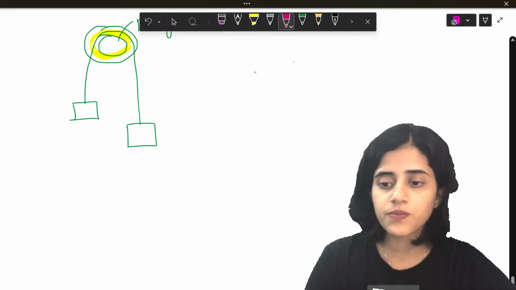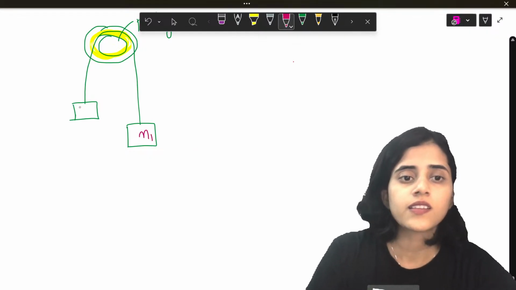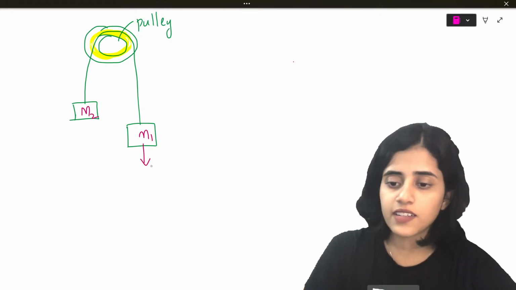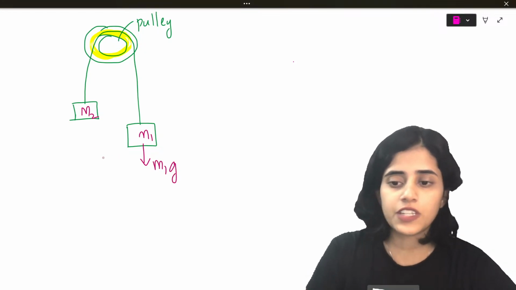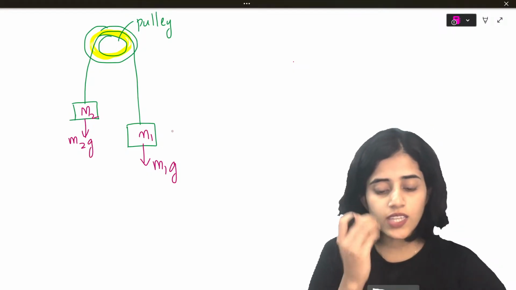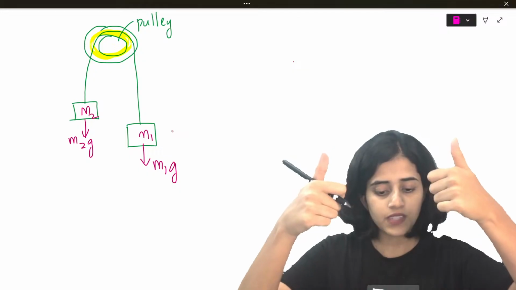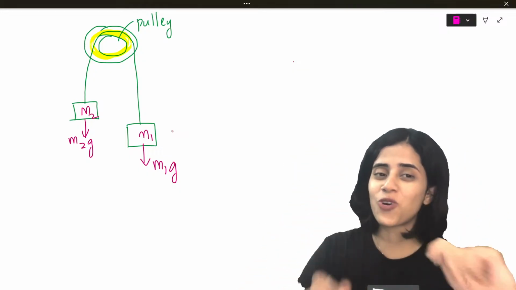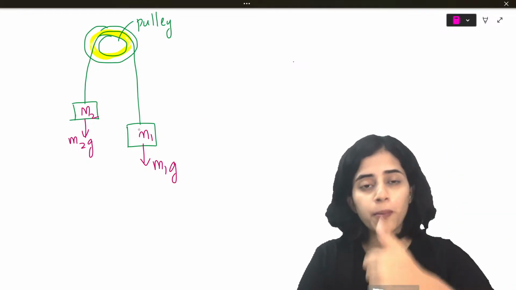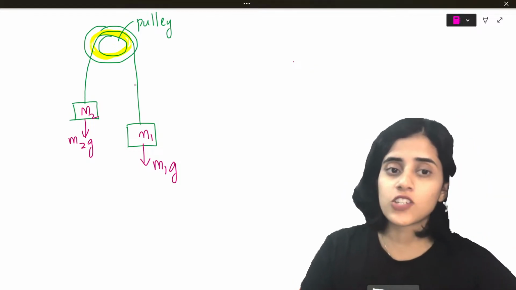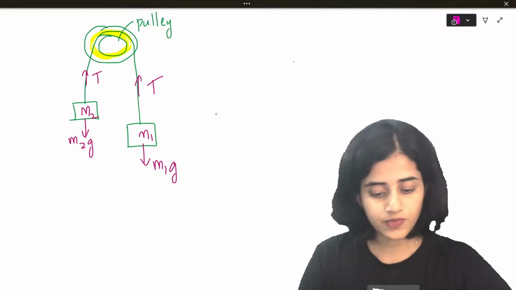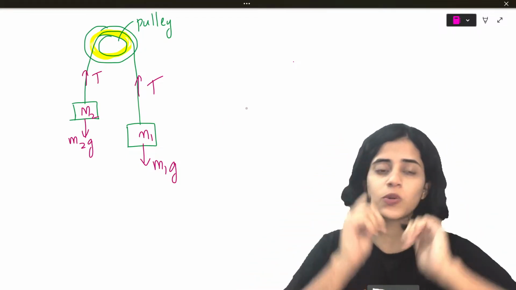Now the first mass, let's call it mass M1. The second mass, I'll call it mass M2. Now here, the force that's acting downwards will be M1 into gravity. Here, the force that's acting downwards will be M2 into gravity. Now, these are both held by string, isn't it? So, string has what force? It does not have normal reaction force, but it has tension. And tension is always perpendicular to the body in the opposite direction. So, here tension will be like this. Tension is in the upward direction.